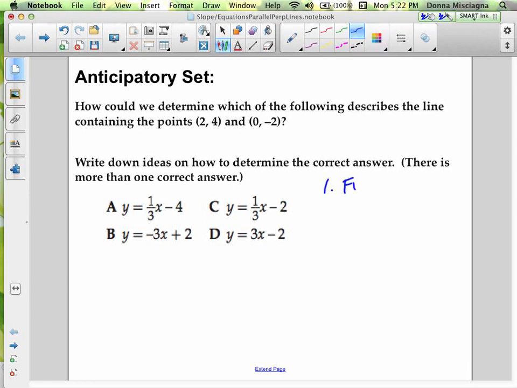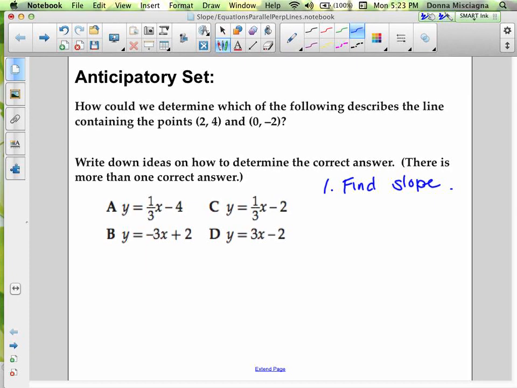So we could find the slope. Okay, so notice now that all of these lines don't have the same slope. As a matter of fact, only 2 of them have the same slope. So if we knew the slope, we would probably be able to either figure out our answer or maybe narrow it down. What else could we do?